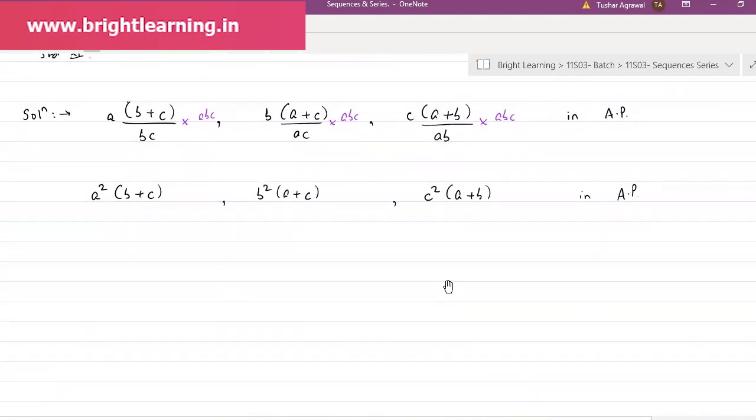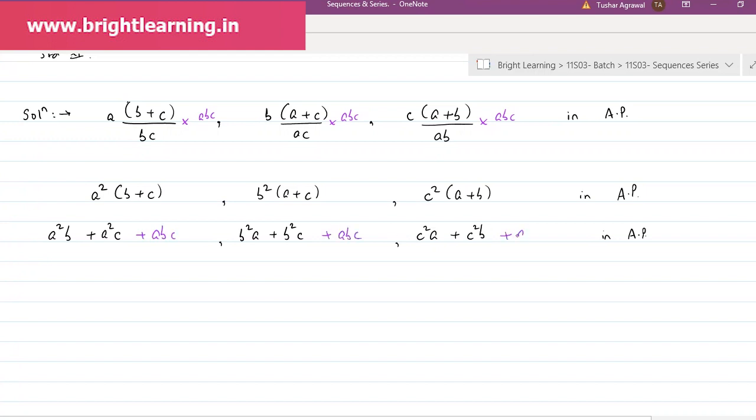So just from the previous question, you can take the help. On expansion, this is A square B plus A square C. On expansion, this is B square A plus B square C. On expansion, this is C square A plus C square B. This is in AP. What I will do is add ABC to all the three terms, plus ABC, plus ABC, plus ABC. The new sequence is an AP.